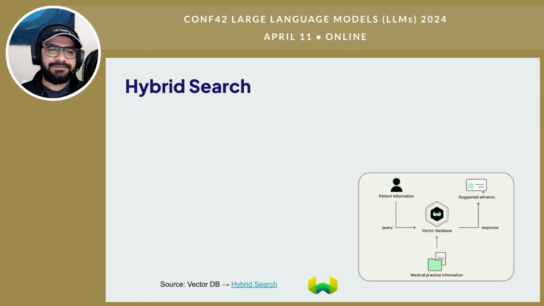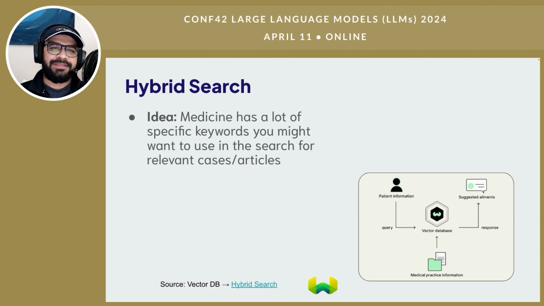Okay, so the next technique that I'm going to talk about is called hybrid search. So the idea behind hybrid search is that if you're searching over medical data, it has a lot of very specific keywords that you might be interested in. Right? They could be names of diseases, they could be names of medicine, they could be chemical compounds. There's very specific keywords that you want to pay respect to and use in the field of medicine.